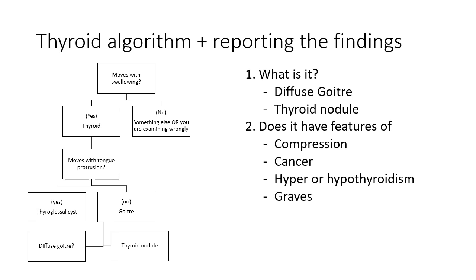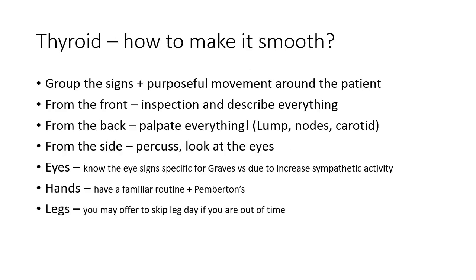And the few C's that we are trying to answer in the clinical examination would also later on be our indications for intervention. So we look for evidence of compression of the various structures, the blood vessels, as well as the airway. We look for any evidence that may suggest a malignancy, right, such as lymphadenopathy, invasion. We also look for evidence of control of hyper or hypothyroidism, and evidence of Graves. So how can we make the exam smooth is to group the signs and then be purposeful when we move around the patient. So from the front, you should inspect and describe everything that you can see, right?